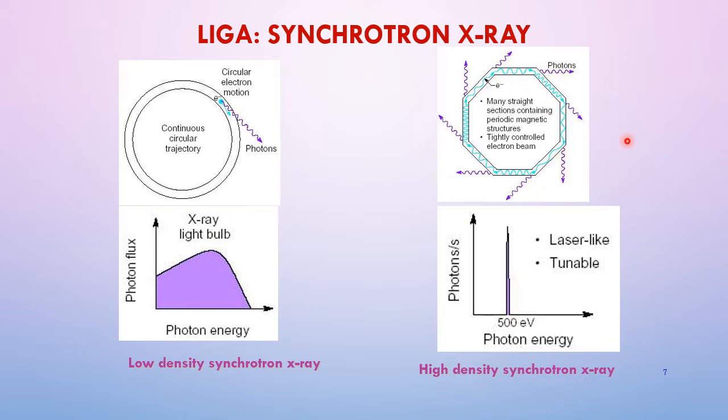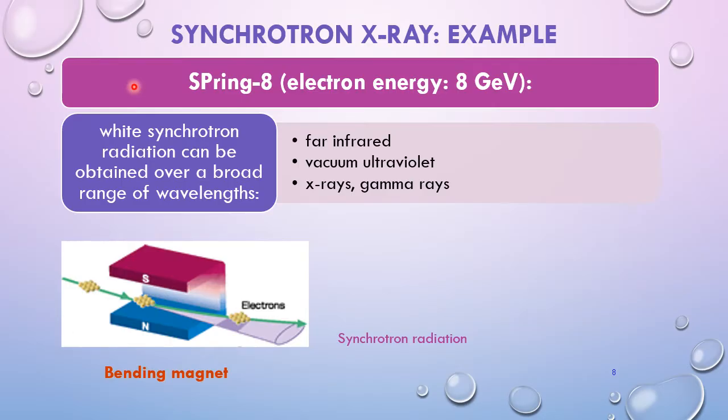Here is an example of the synchrotron X-ray in LIGA, which we call SPring-8, where the electron energy goes up to 8 GeV. In this process, wide synchrotron radiation can be obtained over a broad range of wavelengths: far infrared, vacuum ultraviolet, X-ray, and even gamma ray. In this process there is a bending magnet that can bend the electrons, so that they can channel the electrons.